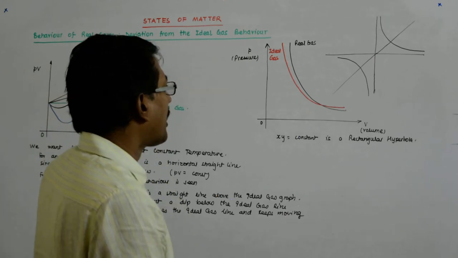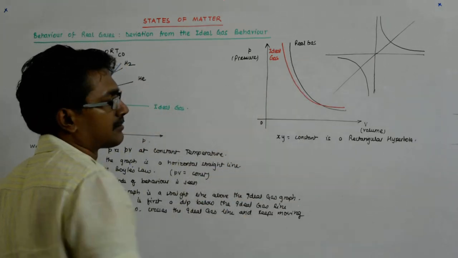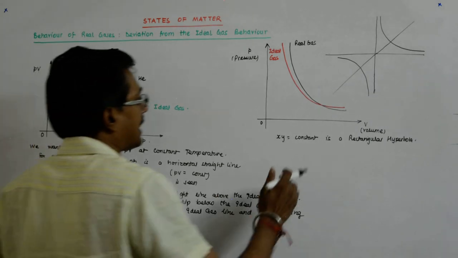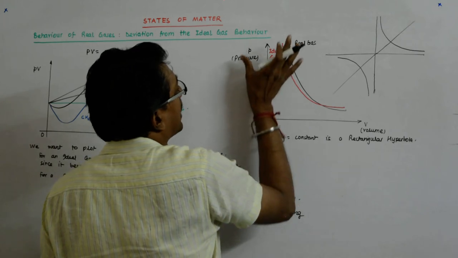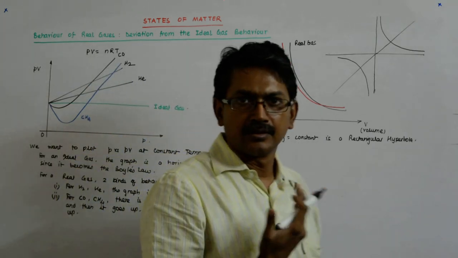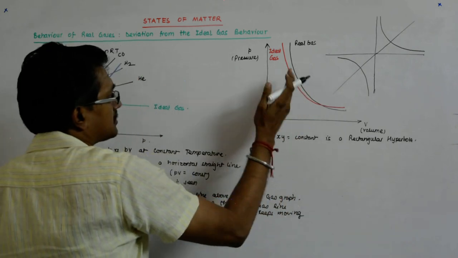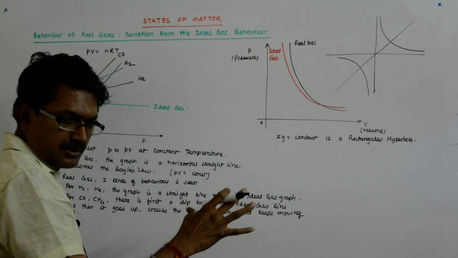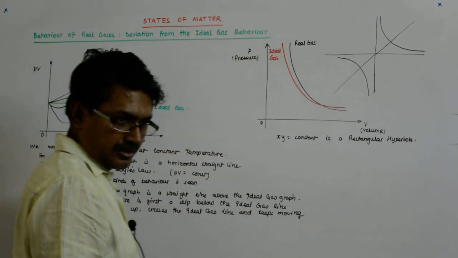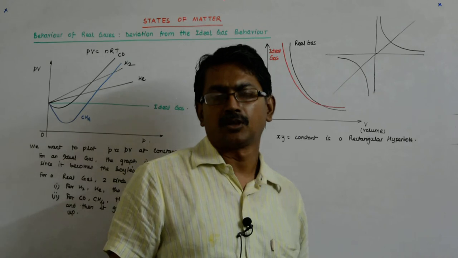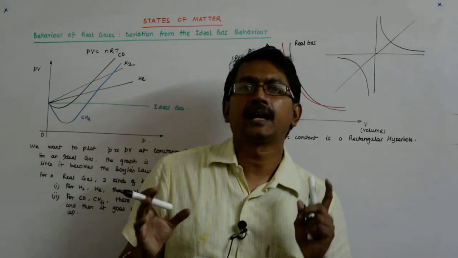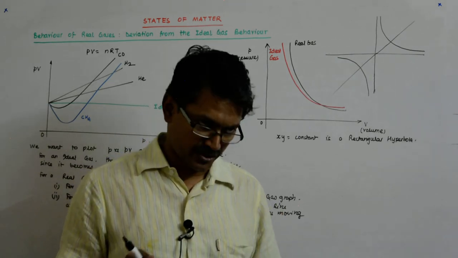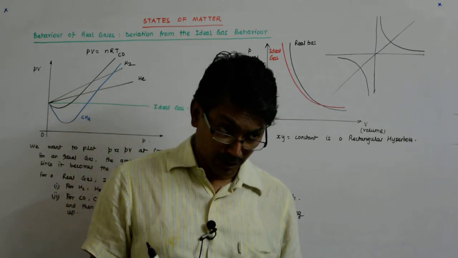Now, what you see is actually this. What we see is that as you start increasing the pressure, that means reducing the volume, here they start becoming almost the same. But here they deviate and deviate a lot. What are those conditions? A very, very high pressure situation, a very, very low volume situation.